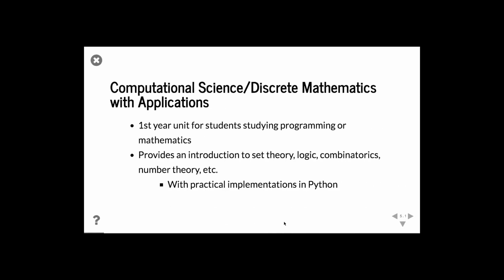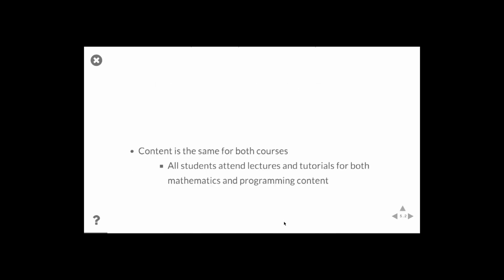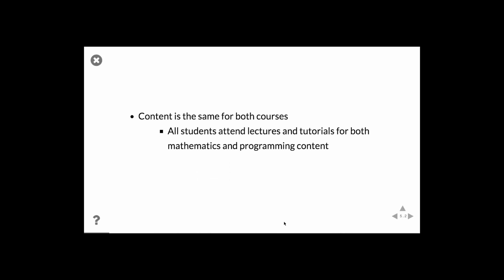So I'm going to start this talk with a brief anecdote, as a lot of talks tend to. Last year at the University of Tasmania, I tutored a course called Computational Science. But this course was a bit different because it was actually offered under two separate unit codes with two different titles, the other being Discrete Mathematics with Applications. This course covered a lot of first year maths concepts with set theory, combinatorics, number theory, but it was also supplemented with practical implementations taught in Python. And the content was exactly the same for both unit codes.